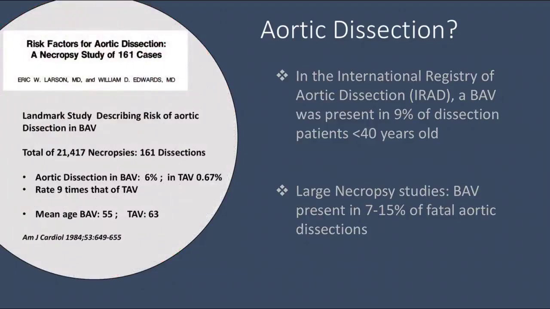So one of the early landmark studies that tried to look at this was this study by Larson and Edwards, this necropsy study. And they noted that out of their over 21,000 individuals, 161 had dissections, some ascending, some descending. And then they looked at just specifically the BAV group, and there were 18 dissections out of 293 individuals. So this gives us a rate of about 6%. And this is nine times higher than you would expect in the tricuspid aortic valve population.